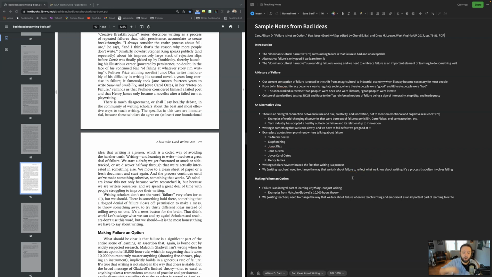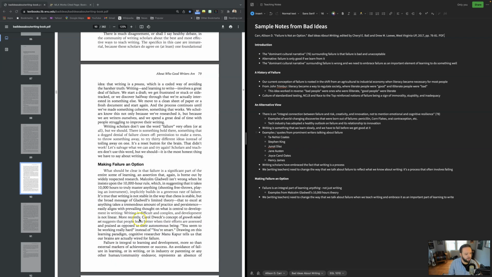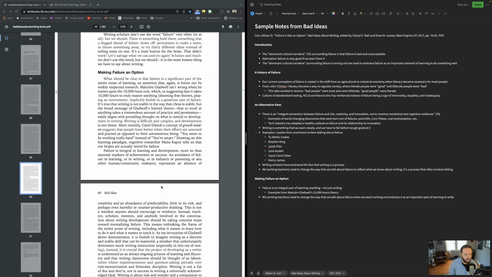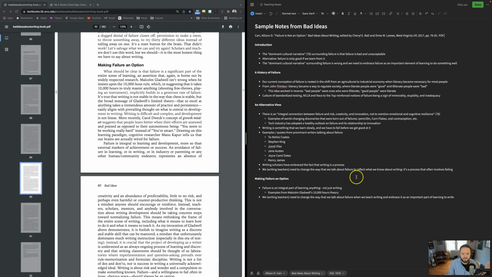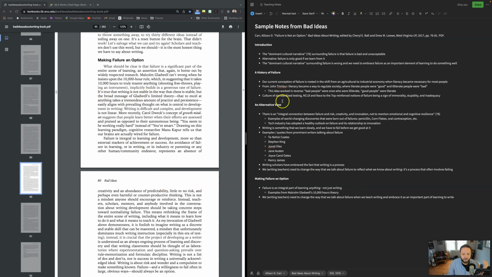In the closing section, making failure an option, it's just a couple of paragraphs. In that opening paragraph, Carr points out that failure is an integral part of learning how to do anything, not just writing. And she draws primarily on Malcolm Gladwell's 10,000 hours theory. It says that if we do anything for 10,000 hours, that is the amount of time that we need in order to truly master, truly become good at anything.